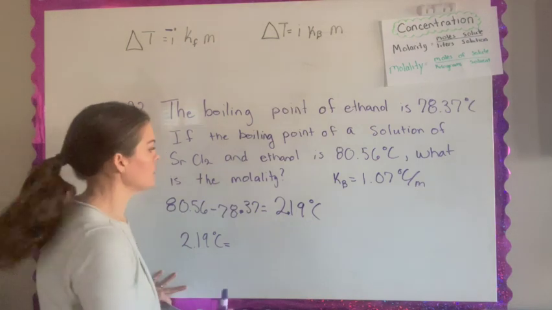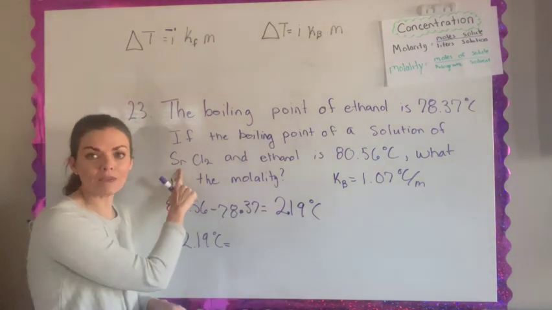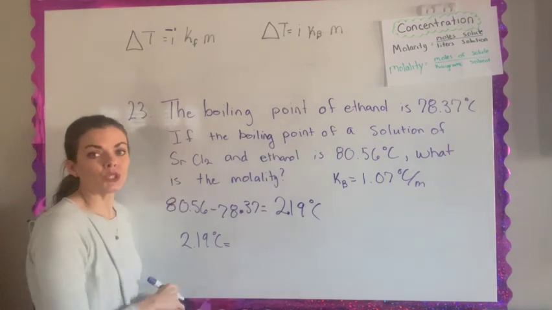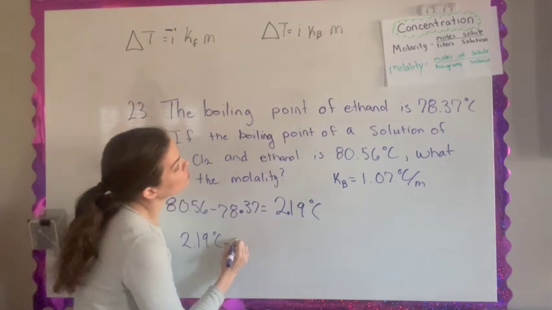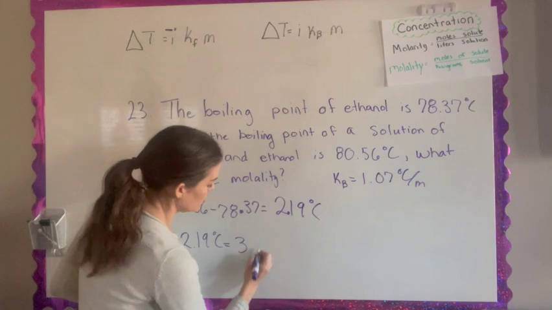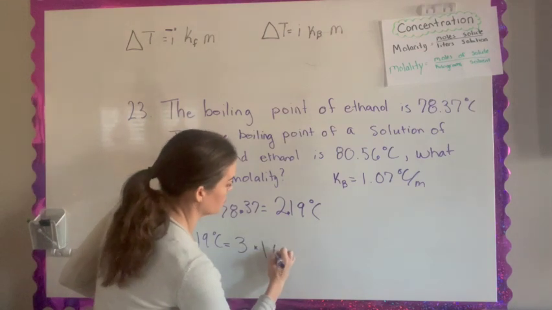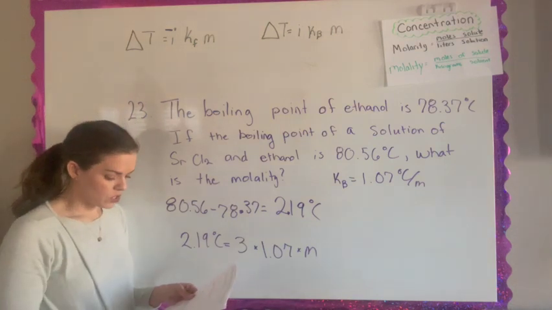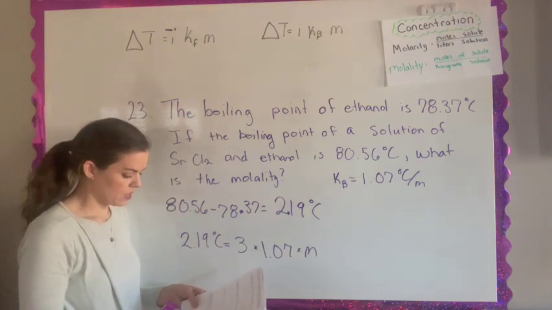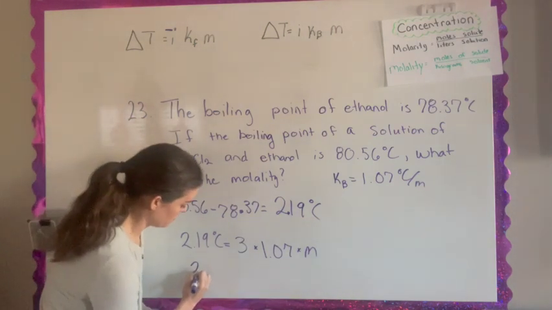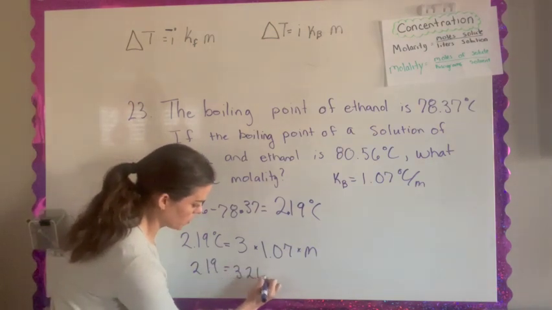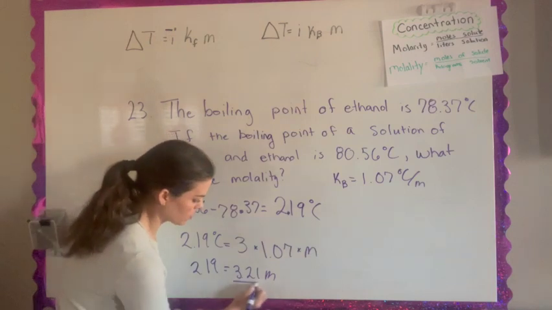And for i, for strontium chloride, strontium is a metal, so it's an ionic compound. So it splits into 1 strontium and 2 chlorines. So i is a 3. And we know Kb. And we're looking for the molality. So if I just solve this through, 2.19 equals 3.21 m. I'm going to divide by 3.21.